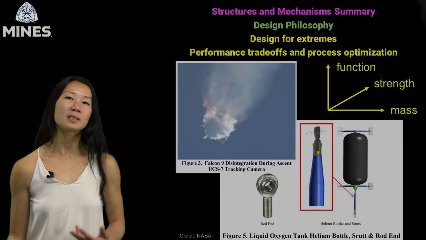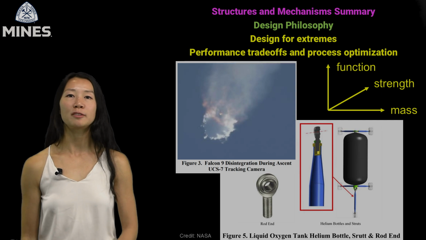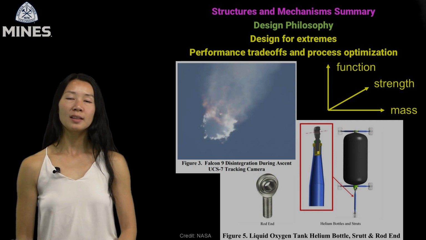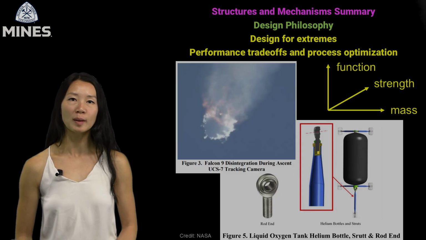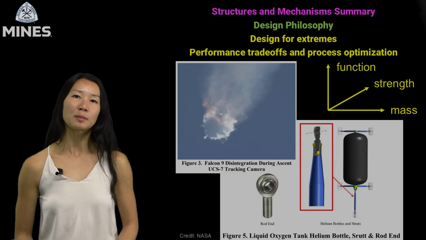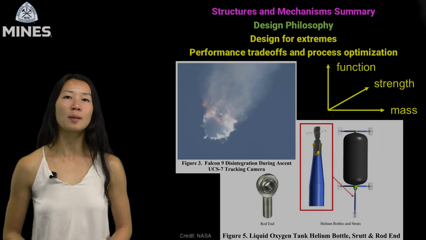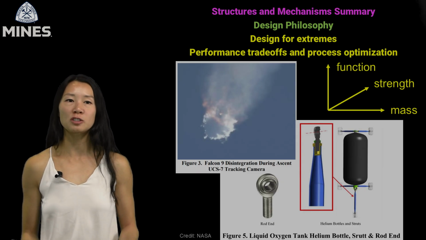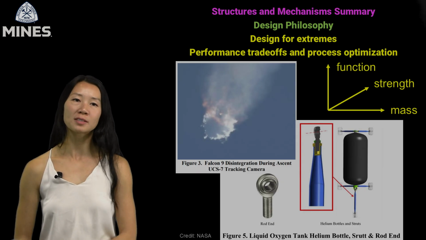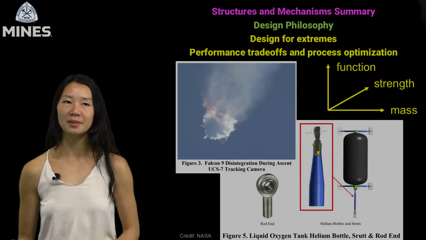As we close this submodule on structures and mechanisms, it's important to talk about design philosophy moving forward. That's the mindset that we bring when building systems that have to survive space. The first guiding principle is design for extremes. Space robots operate under the most unforgiving conditions, from violent launches to freezing nights on the Moon or Mars. So mechanical robustness isn't just ideal, it's required.